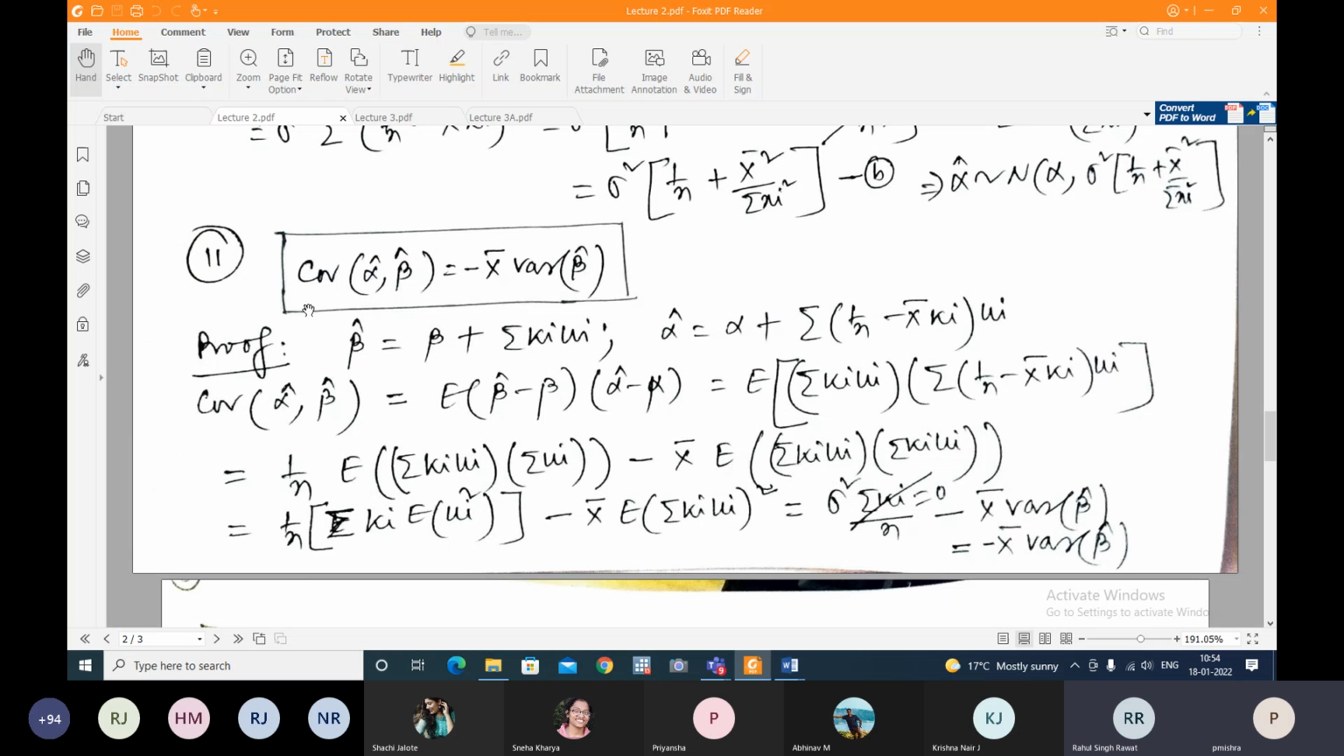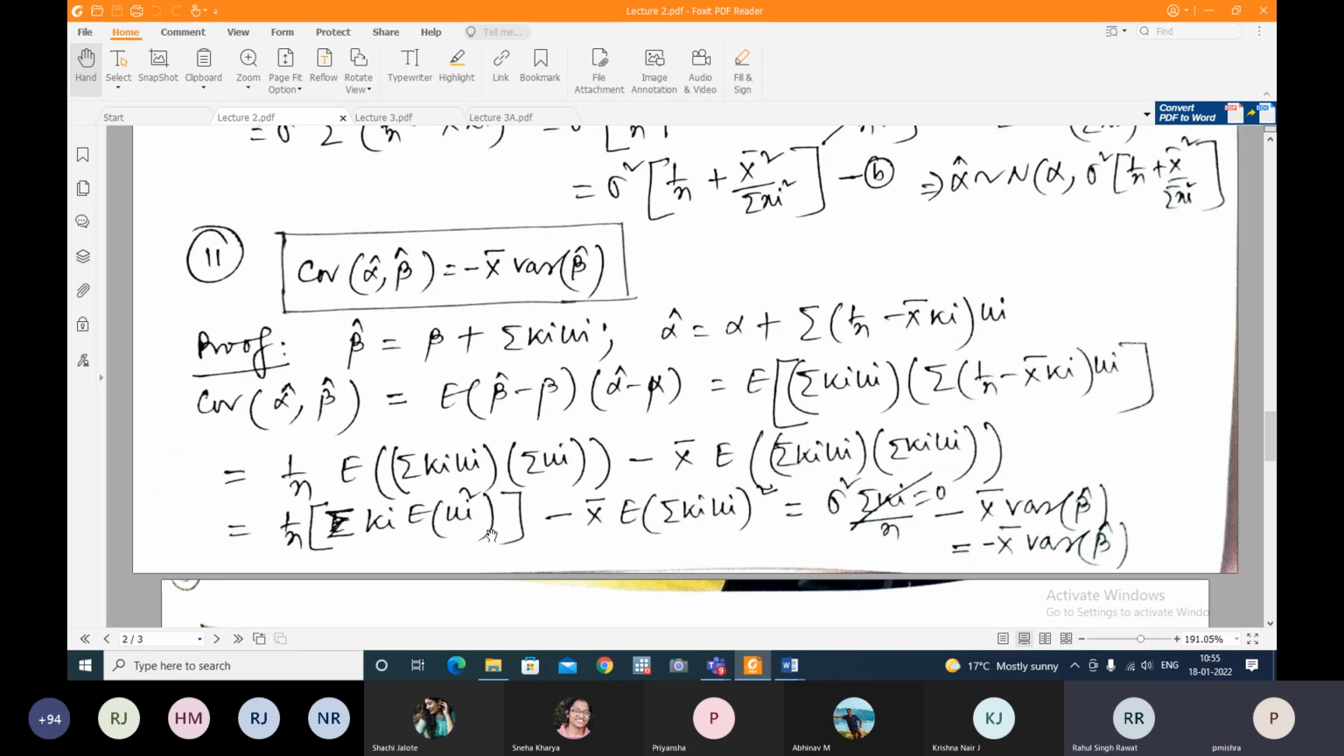Again, I'll write down the steps in detail in the Word file, because there is some missing part here. When I'm multiplying this into this, it's not simply this. There is an additional component. I didn't write it because mathematical expectation of that would be equal to 0. But when I'm putting it in the Word file, I'll write it in detail. Every step will be written down.